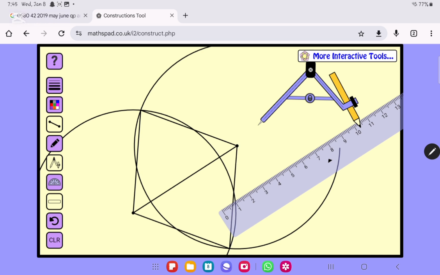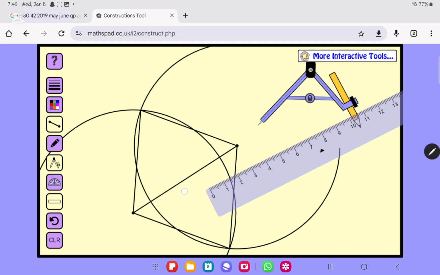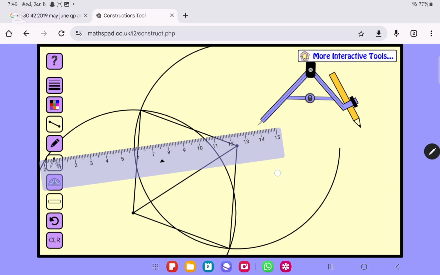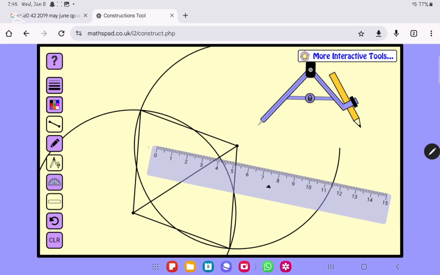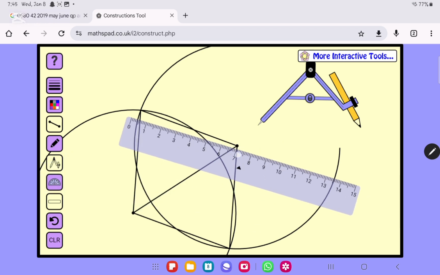So basically the arcs make an intersection. This intersection is the point that we need for the rhombus. Now we're going to take the ruler and measure the length of these lines. Hopefully it would have worked out. It might be more, it might be less, not sure.